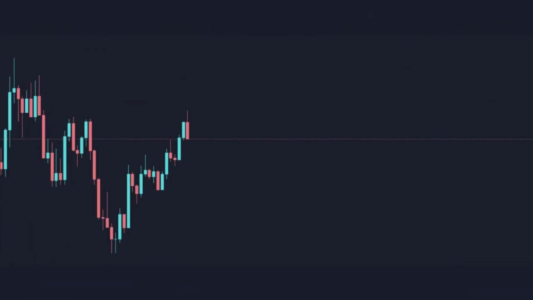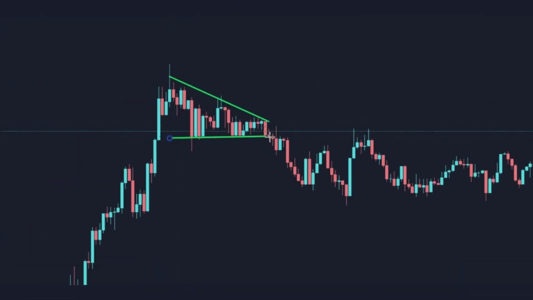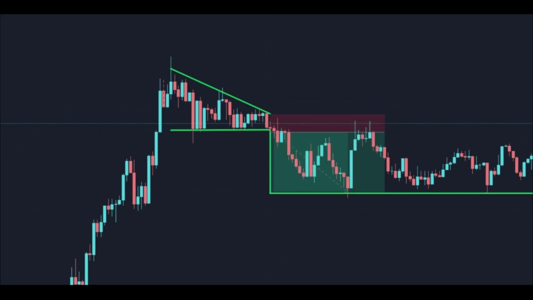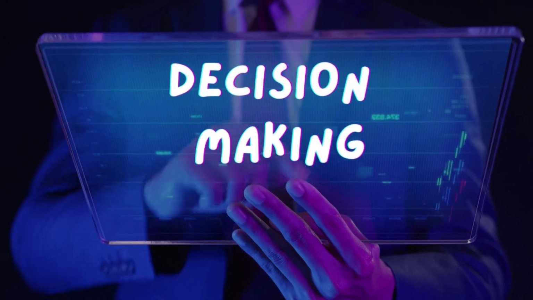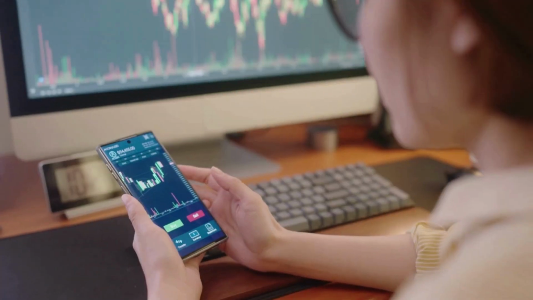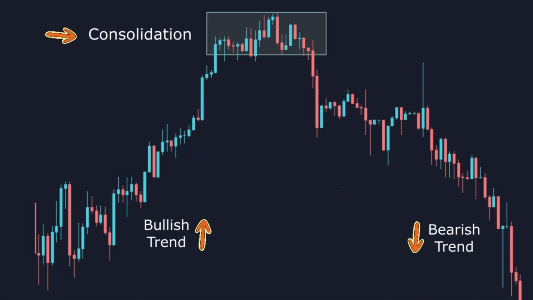Triangles are widely recognized as one of the most common chart patterns among traders. They serve as visual representations depicting the ongoing struggle between buyers and sellers in the market. These patterns assume a vital role in facilitating decision-making processes, assisting traders in determining whether to initiate buying or selling positions during market trends, consolidation, or reversal phases.